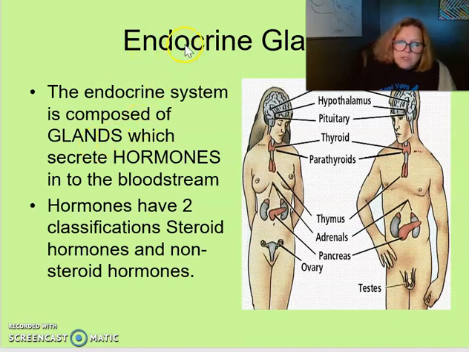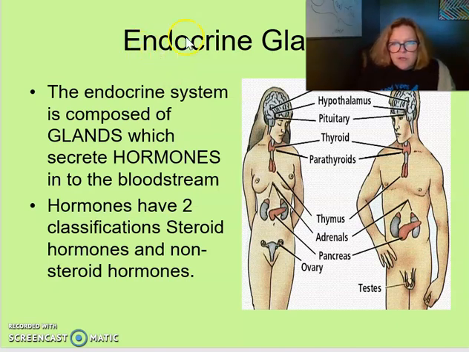So endo just means within. That prefix means within, so they're within the body. You actually do have exocrine glands, which means without. An example of an exocrine gland would be your sweat glands, so they release a liquid outside of the body.